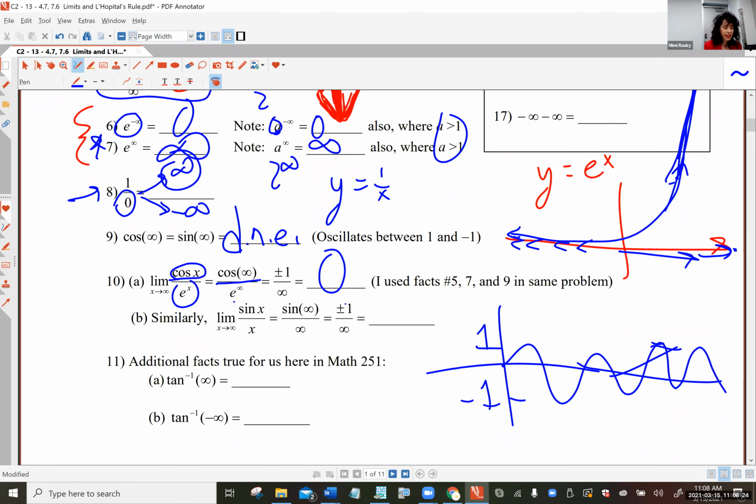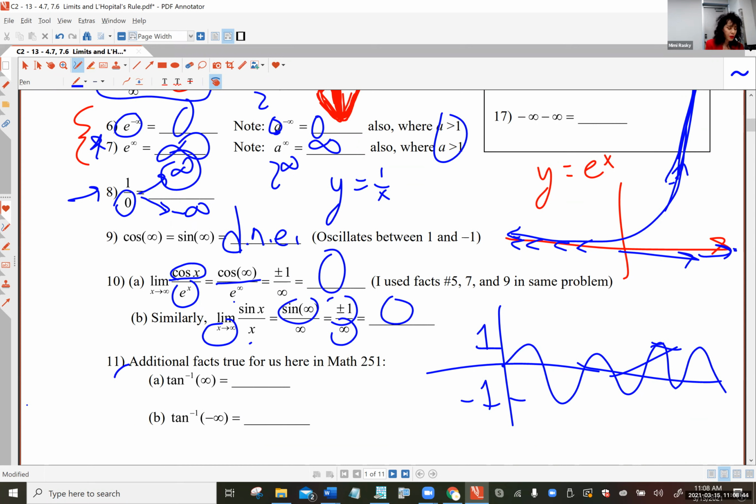So similarly, like sine x over x, where x goes to infinity, you've got your sine of infinity, which is still oscillating between plus or minus 1, but the denominator is blowing out. So it's just going to drag that whole fraction down to 0. And we're done with that.